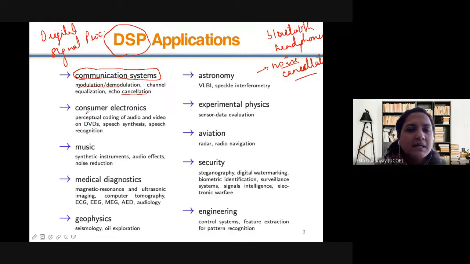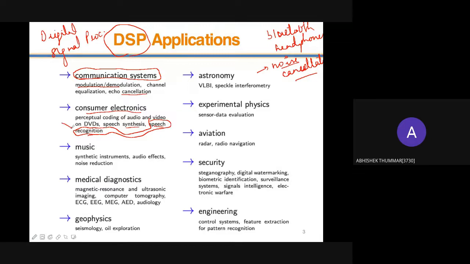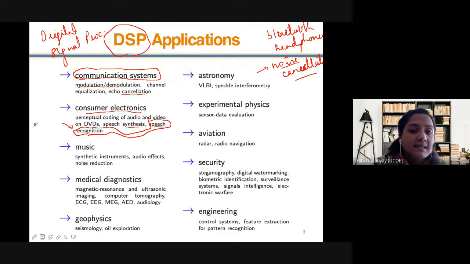Next is my consumer electronics, wherein I have coding of audio and video. So I've got DVDs, I've got speech synthesizers, I've got speech recognition, right? So these kinds of software. Can I get one example of speech recognition? Speech recognition means whatever I speak, it should know what ma'am is saying. So can I have one example of speech recognition? Google voice search. Alexa, very good. Siri. Alexa. So these are very good examples of speech recognition, right?